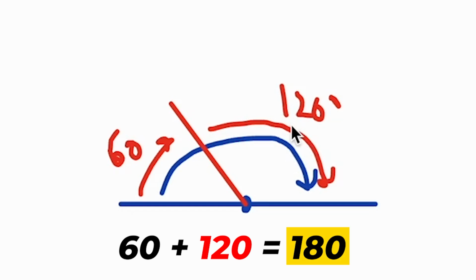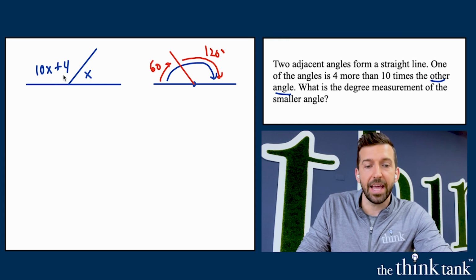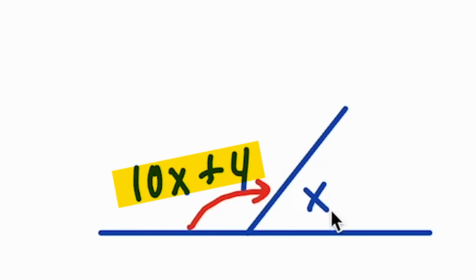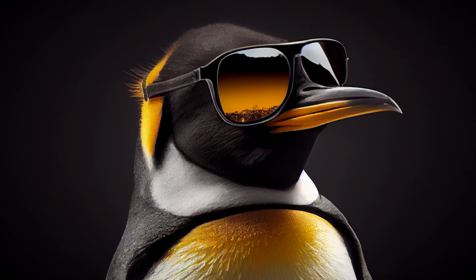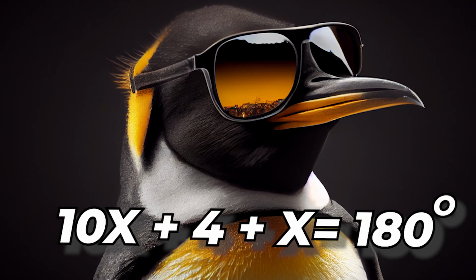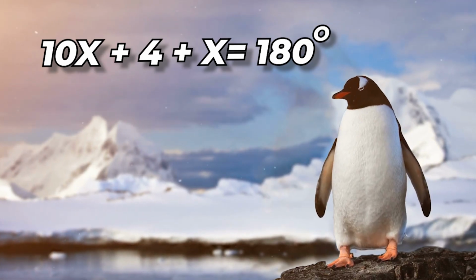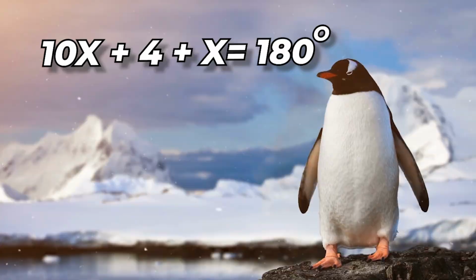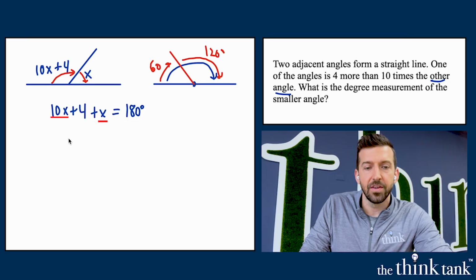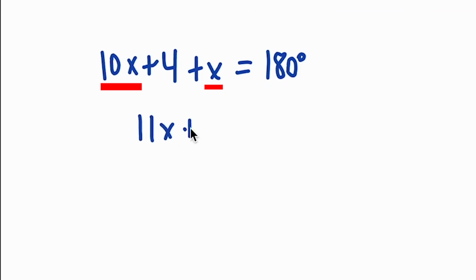Well, let's apply that to our problem. These two angles make a straight angle. What that means is that this angle, which is 10x plus 4, and this angle, which is x, have to add up to 180 degrees. I don't know about you, but that sounds to me like an equation. That means I could say that 10x plus 4 plus x, all those angles added up, have to equal 180 degrees. And now we have an algebra problem to solve. Okay, let's start by combining like terms. We've got a 10x and an x. So I'm gonna write that as 11x plus 4 is equal to 180 degrees.